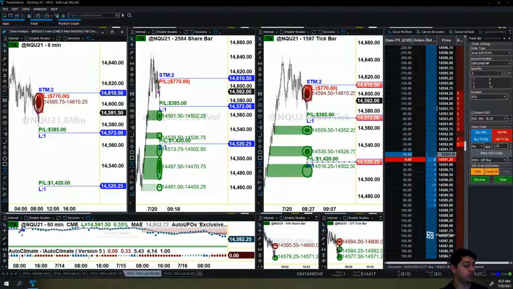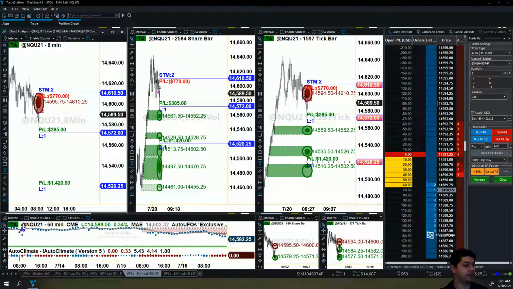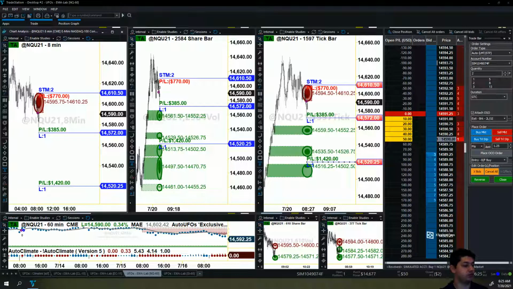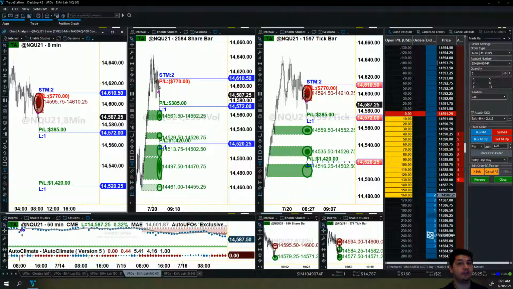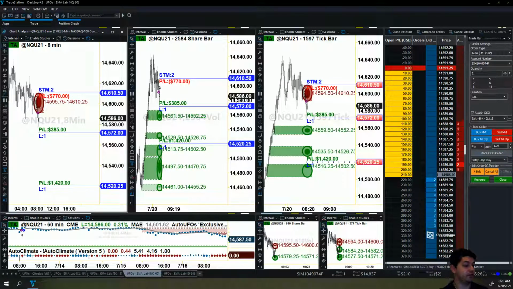72 even is our stop. I'm sorry, our T1, not our stop. And then as far as a final target, we're just going to trail stop it. I'll explain how that will work in just a second. 14,610.50 is our stop. Just want to be very accurate here.